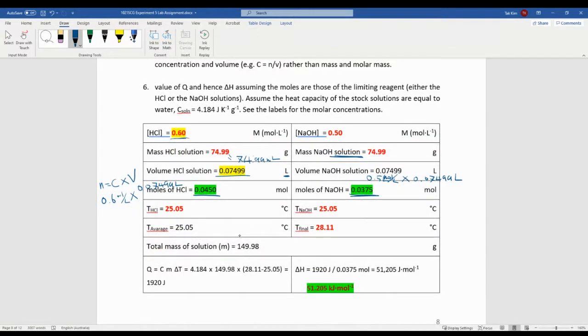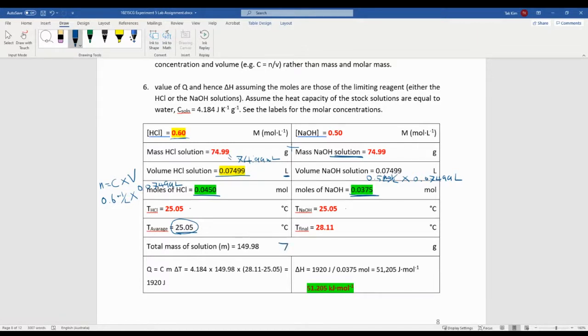And then your initial temperature of each solution before you mix, because once you mix, you won't be able to take your initial temperature. We need to take the temperature of each one separately, and then you need to average these two for your initial temperature. Since they are the same, your average should be exactly the same as one of them. So it should be 25.05, and your final temperature was 28.11. And then total mass of solution, you just need to add these together, right? To find the total mass.